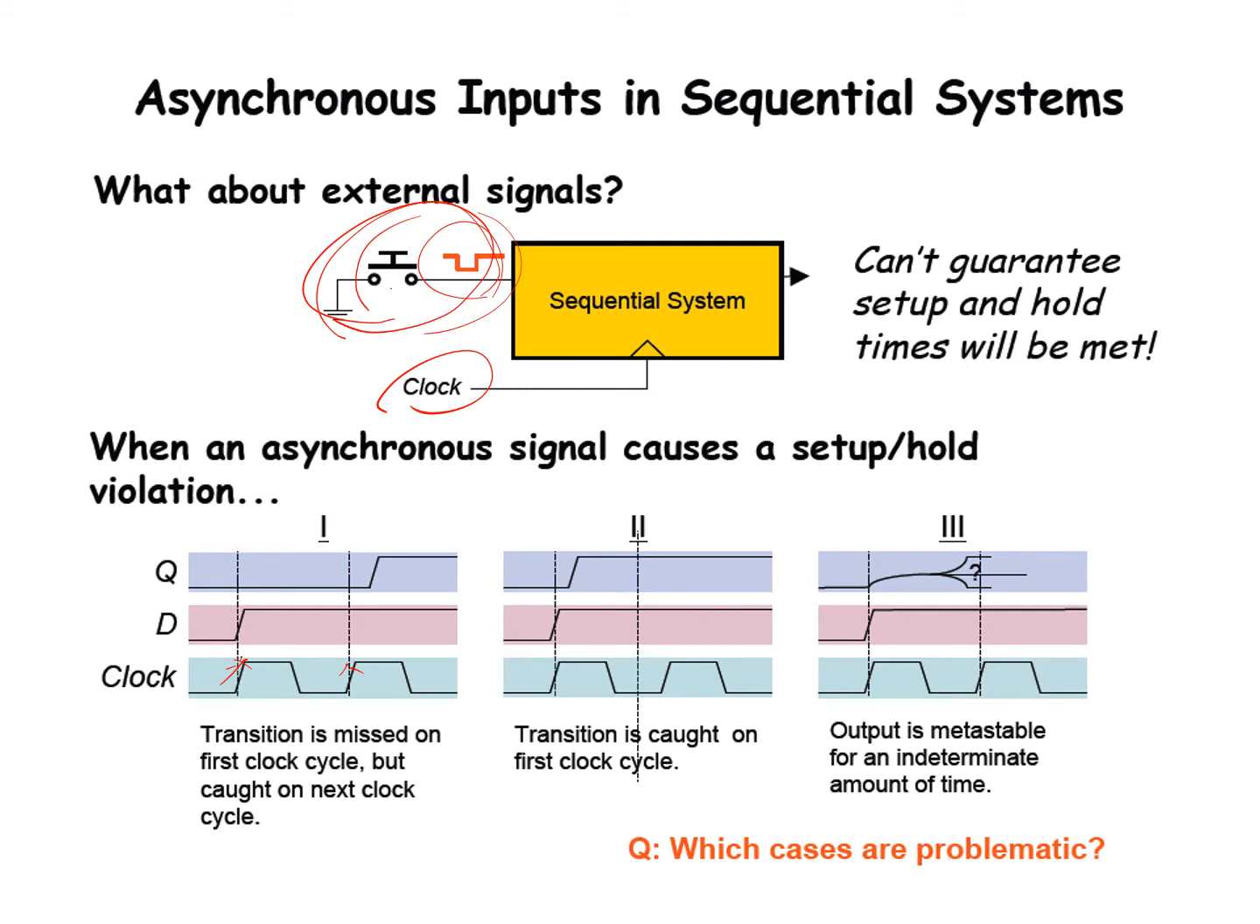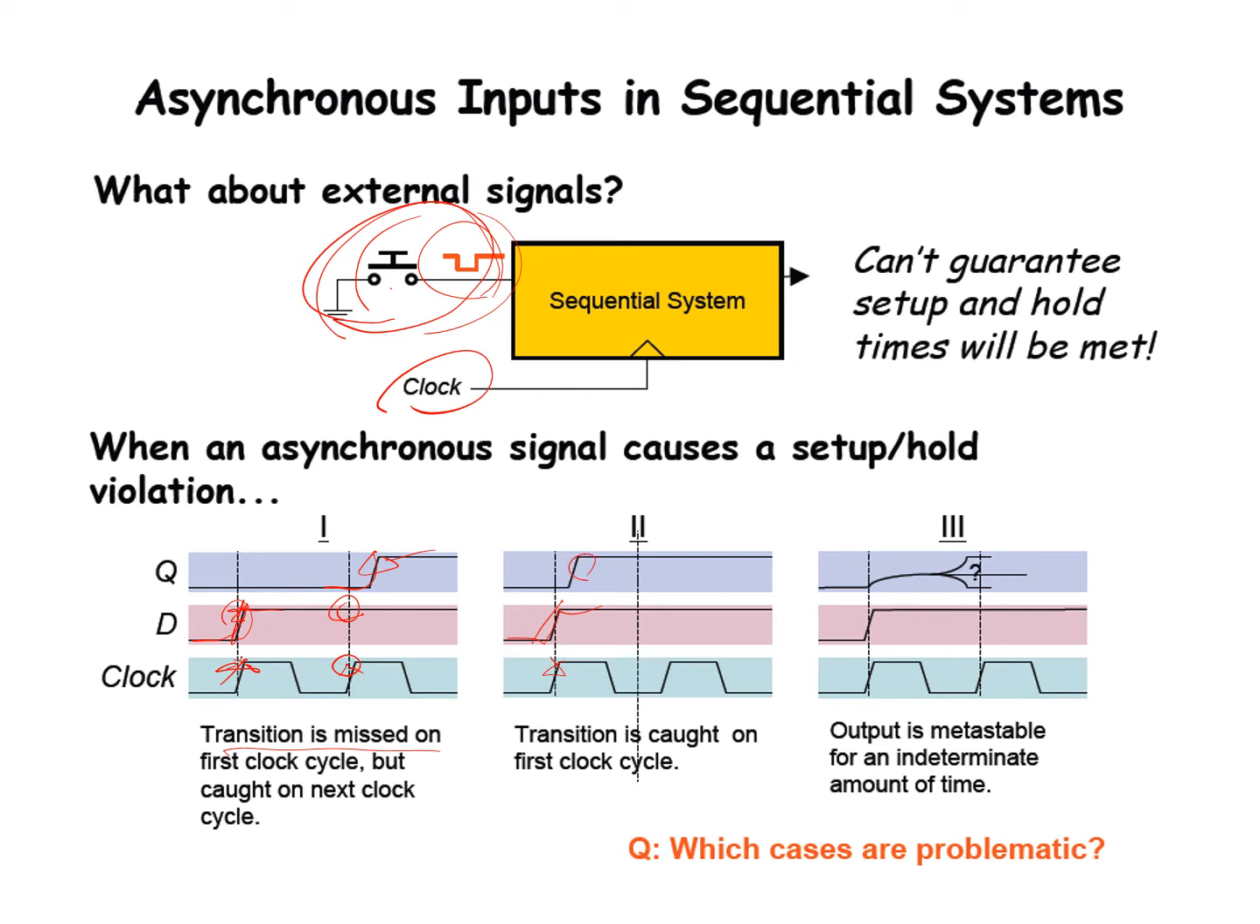So there are three cases. What if the button signal comes to the flip-flop exactly aligned to the D? What will happen? First, it may miss the data. So Q will catch it on the next rising edge, and the output will come out in the next clock. Another case is that the data changes at the flip-flop input, so it will catch the data on the rising edge of the clock.